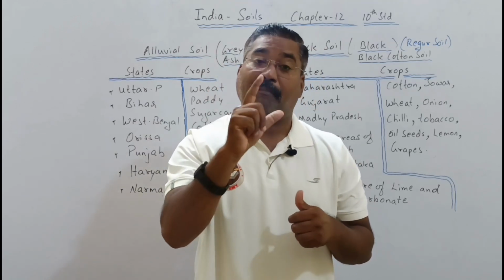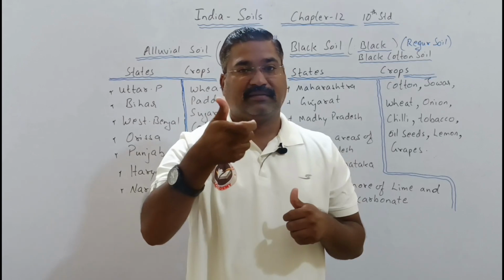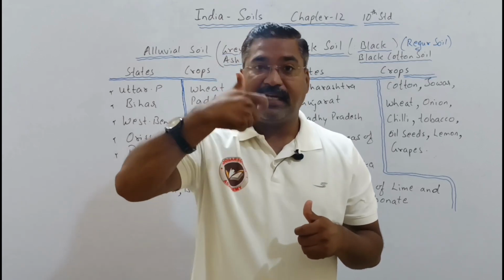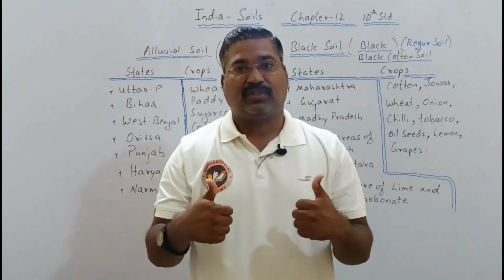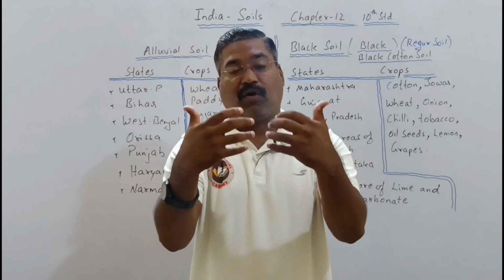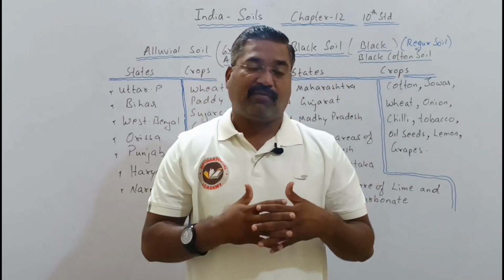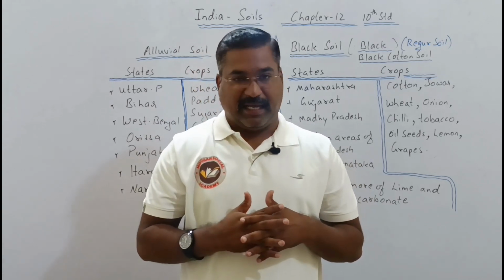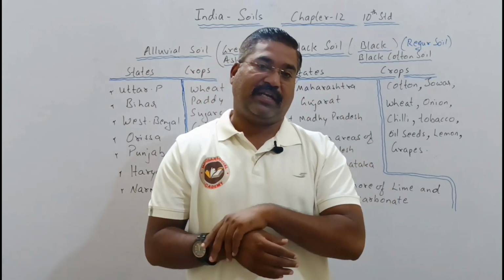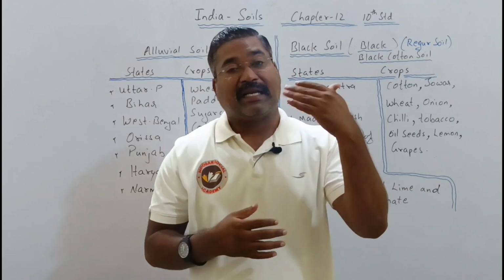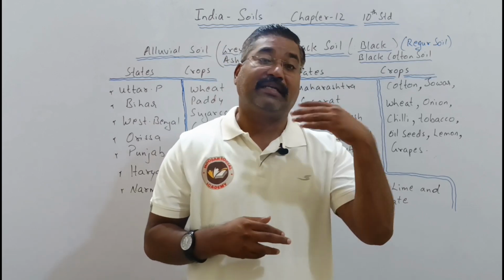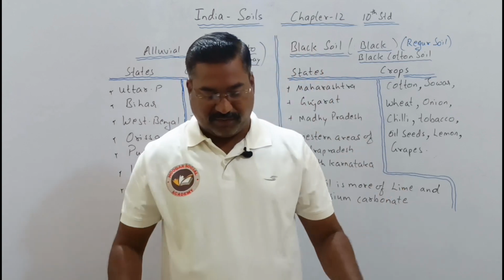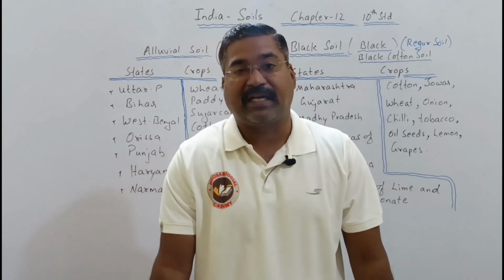Soil remains soil, but due to its color, its quality, and its properties, on the basis of that we have given names: black soil, alluvial soil, red soil, laterite soil, desert soil, mountain soil. In this way we have named them differently.